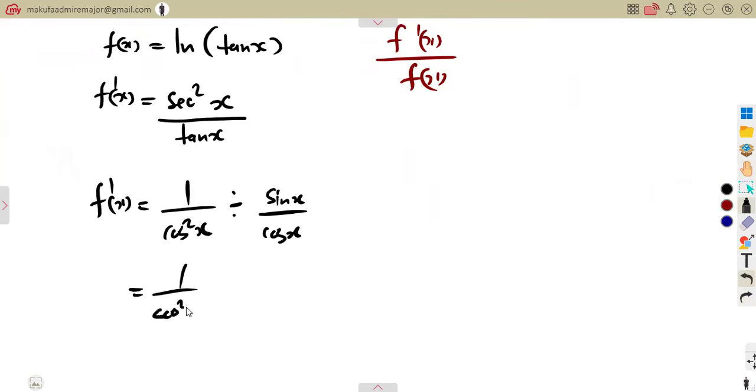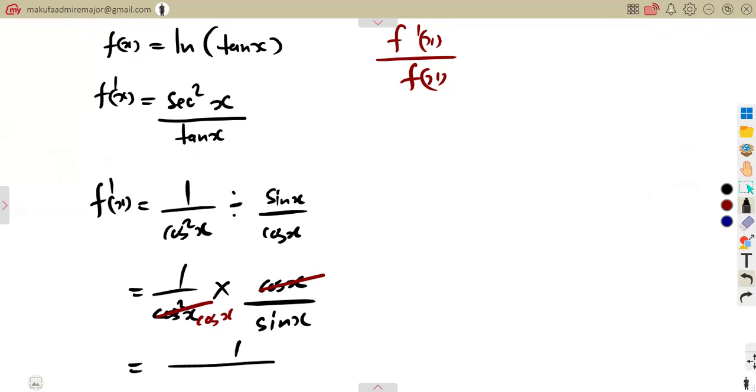1 over cos squared x. All right, so we've got 1 over cos squared x, introduce multiplication. So that will be cos x over the sine of x. Let's cancel here. That will be the cos of x because there are 2 of them, so we're going to remain with 1 cos. So it's going to be 1 over the cos of x times the sine of x. So this is the first derivative of our f of x.